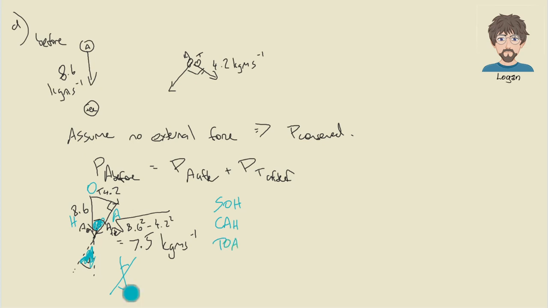Alright, so sine of the angle equals the opposite over the adjacent. Those are the two we started with, so we're going to work with that. Sine of theta equals 4.2 over 8.6. Theta equals sine inverse 4.2 divided by 8.6.